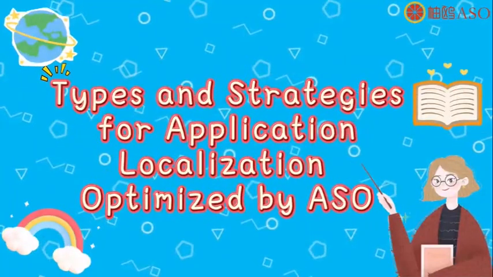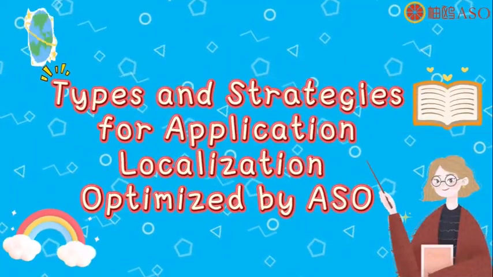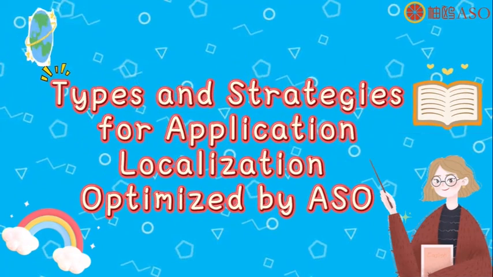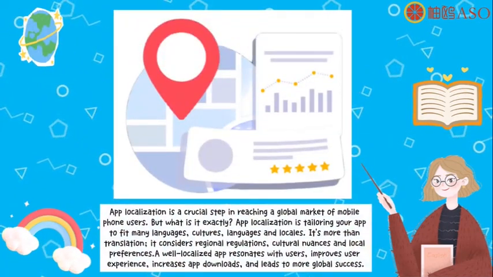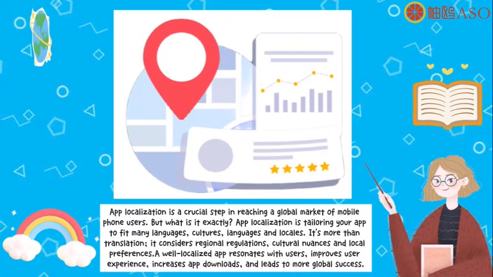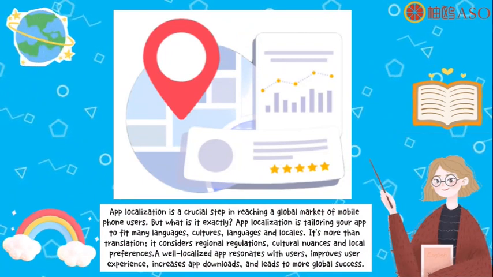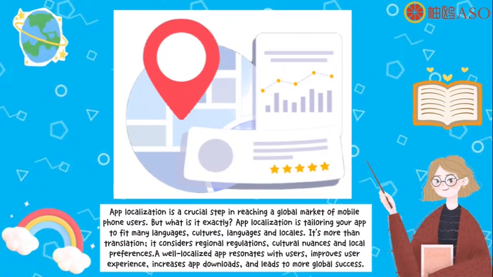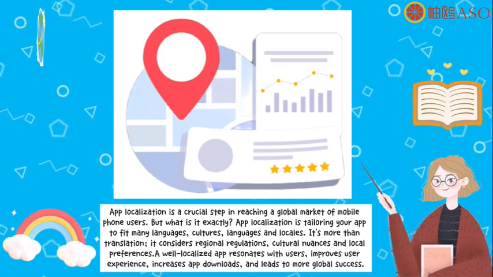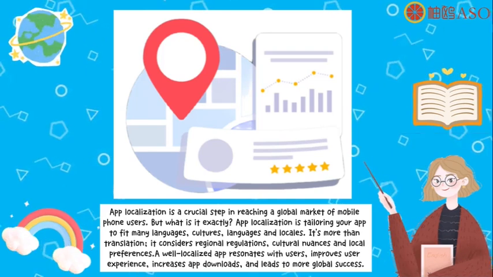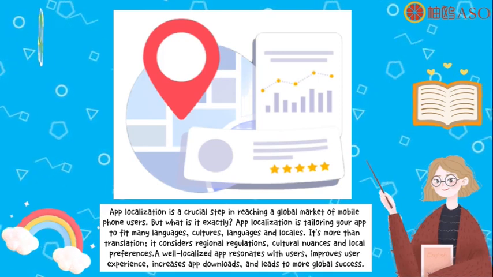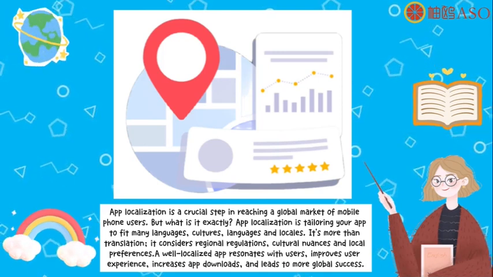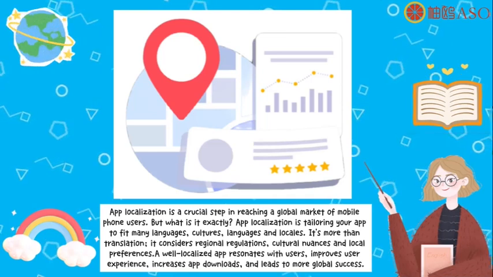Types and strategies for application localization optimized by ASO. App localization is a crucial step in reaching a global market of mobile phone users, but what is it exactly? App localization is tailoring your app to fit many languages, cultures, and locales. It's more than translation. It considers regional regulations, cultural nuances, and local preferences.